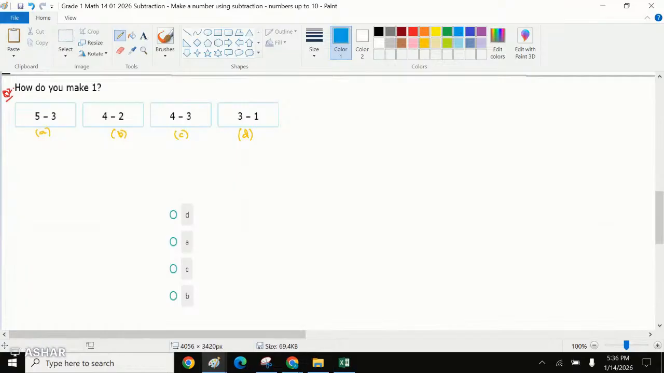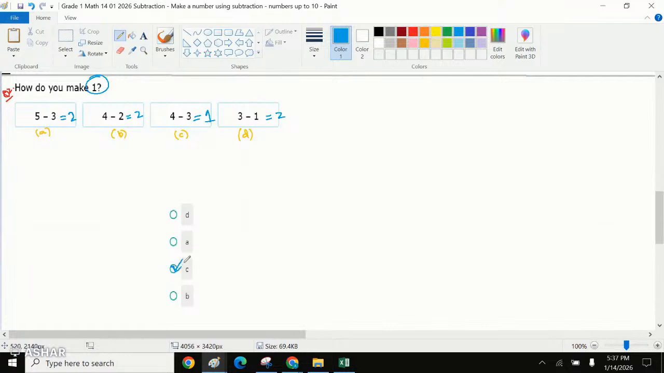5 minus 3 should be equal to 2. We need to find 1, right? 4? Yes, option C. Let's confirm. Thank you, Adibay. 4 minus 2 was 2, it's not equal to 1. 3 minus 1 was still 2, it's not equal. But this is equal to 1.